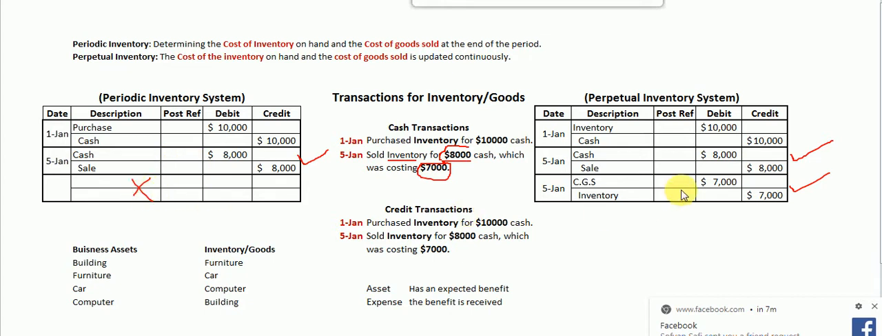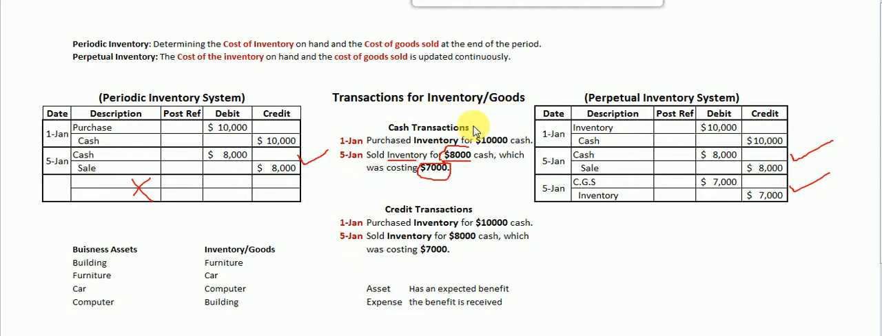But here it's really important. Here, whenever we have purchased goods, we recorded them as an asset. Now at the time of sale, whenever you realize the revenue, however much revenue you have generated, you have to record how much expense was incurred for that. So this is really important, dear students. I hope you have learned how to record transactions for inventory or goods.